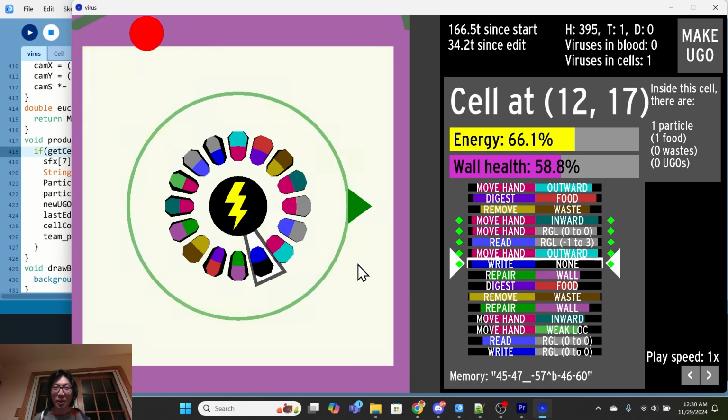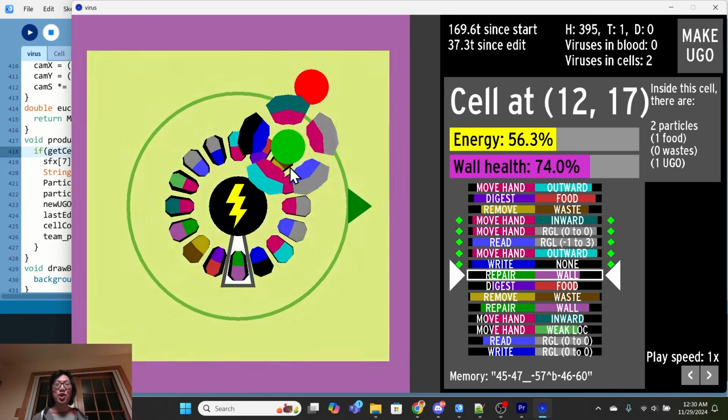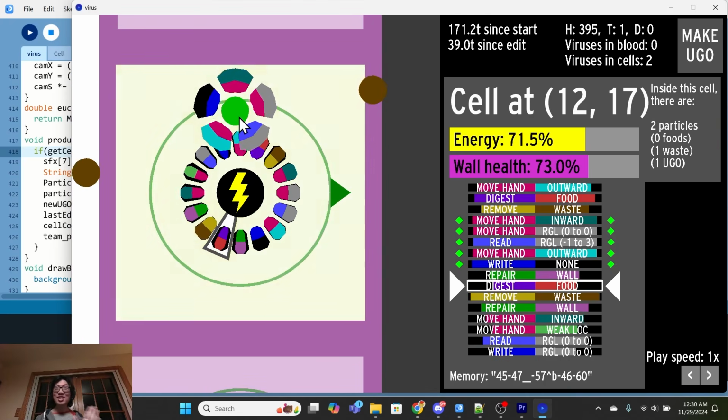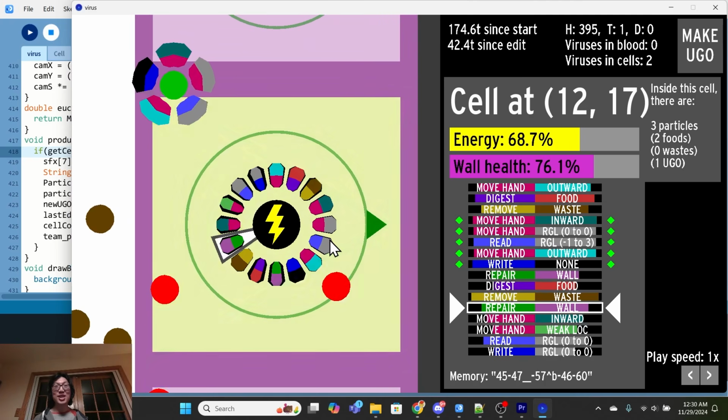Point the hand outward, and finally, produce what you have in your memory, which is an exact clone of the first virus we produced. This is not the first virus particle, it's like the child of it. And the cell produced it itself, the cell got hijacked.